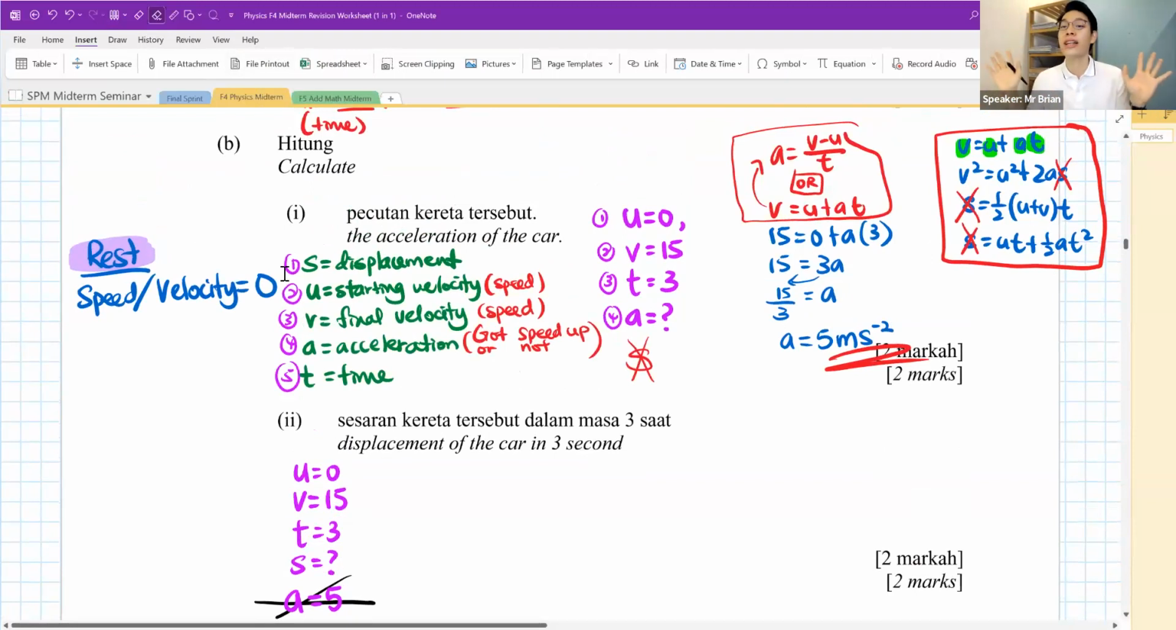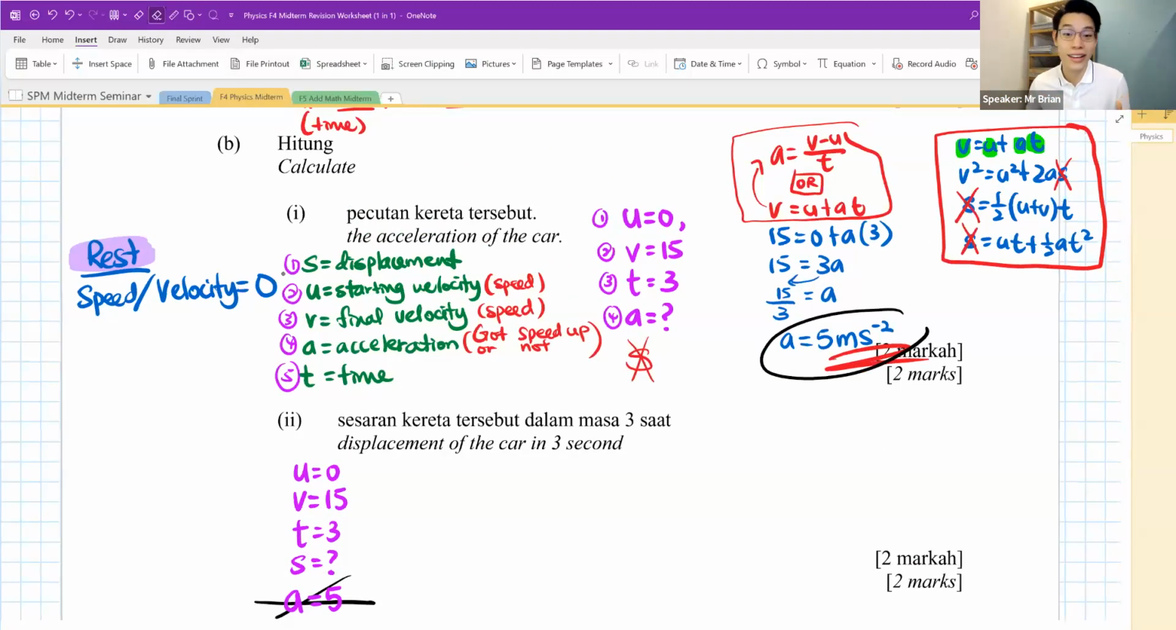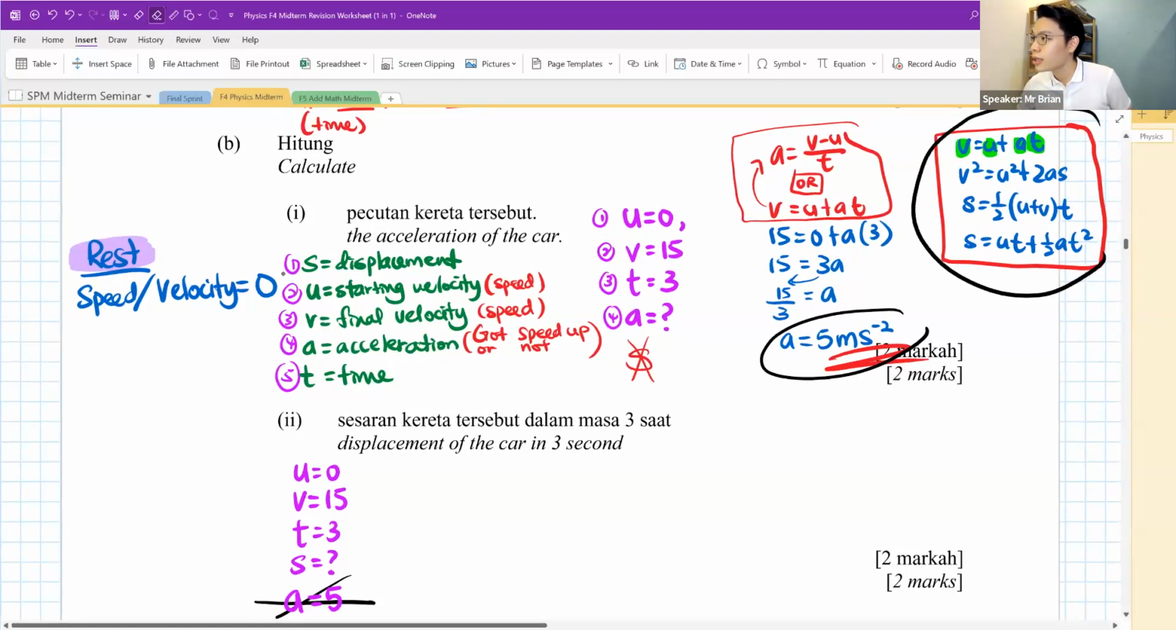But let's say I just don't want to use A, right? Because maybe I made a mistake here. What if I make a careless mistake here, right? So I don't want the mistake to carry forward. I don't want the mistake to bring down to the next part. So I'm going to use something that doesn't have A this time. So you look for your formula. See, everything that has A, you don't want.